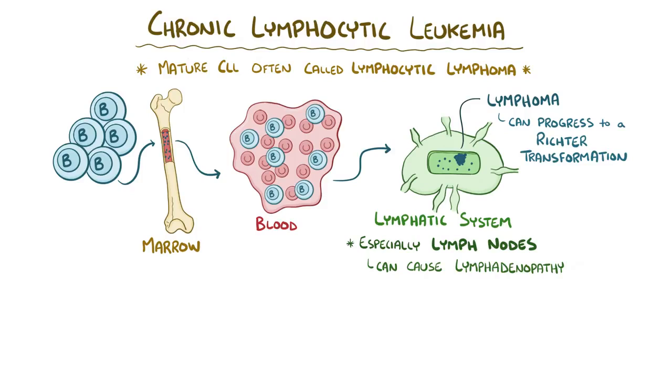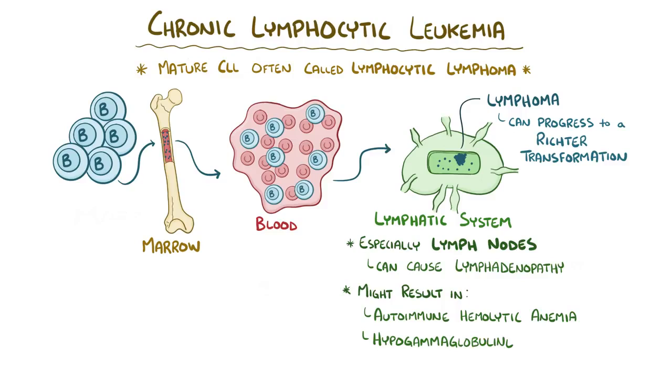that damage the body. And because B cells normally work in the immune system, the reduced or adverse functioning of CLL cells might result in autoimmune hemolytic anemia, where the cells attack the body's own red blood cells and kill them off. Or hypogammaglobulinemia, where the cells don't produce enough gamma globulins.